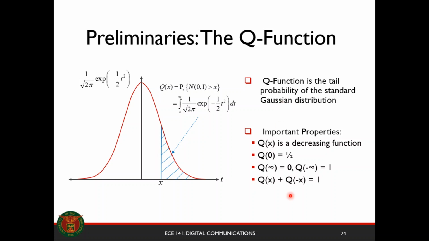And just some properties: if you approach positive infinity, your Q function becomes 0. If you're at negative infinity, the Q function becomes 1. At exactly x equal to 0, the Q function is 1/2. And if you add Q of x plus Q of negative x, you'll always get 1.